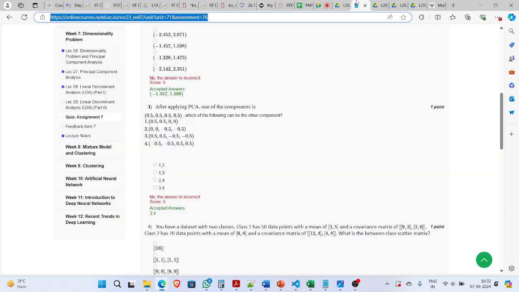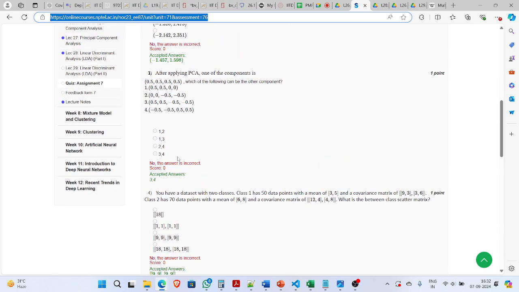In PCA, as you can understand, the principal components are orthogonal to each other, and not orthonormal, orthogonal only. And the direction is towards the eigenvectors.